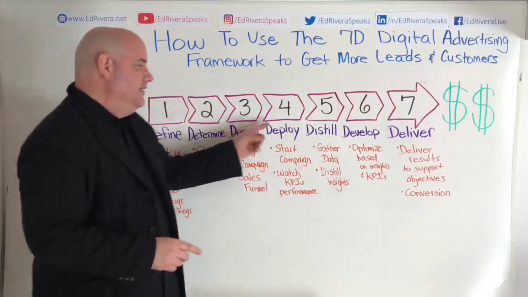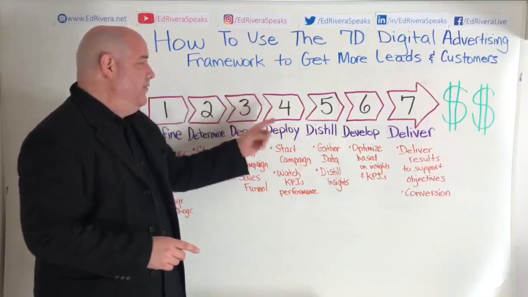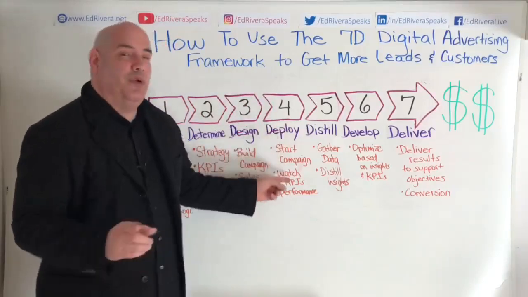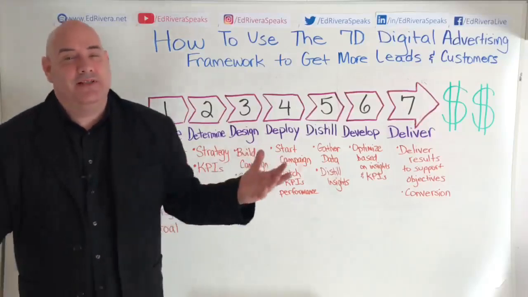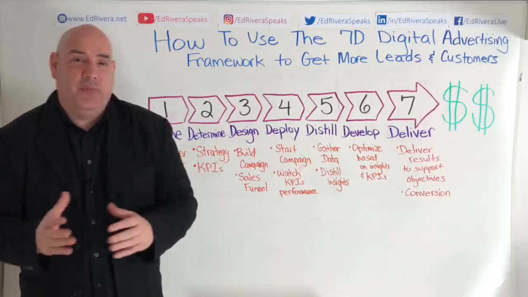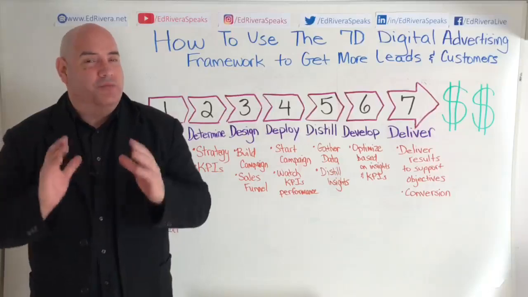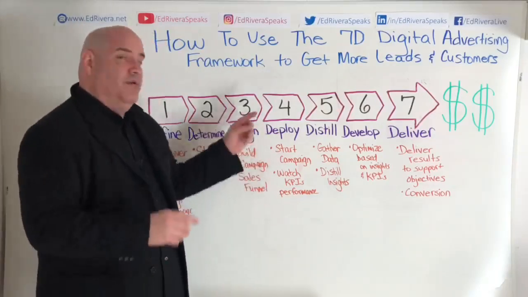At this stage, the fourth digital advertising framework phase is deploy. This phase is where you flip the switch. You start the campaign. At this phase, you just let the campaign run because pretty much at this stage, you have everything else set up. You deploy the campaign. You want to start the campaign.